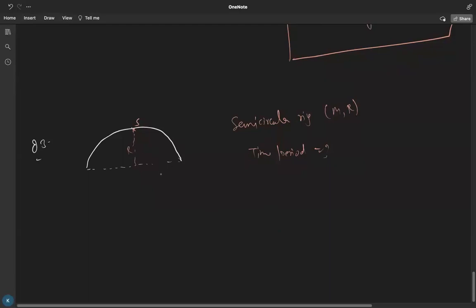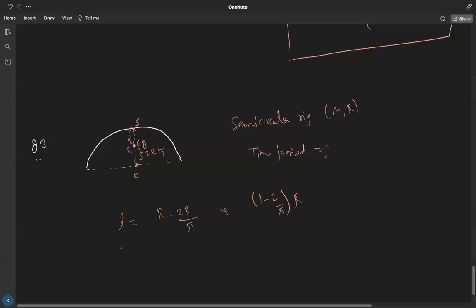The center of gravity for the semicircular ring is actually lying 2r by pi distance upward from its center, right? So there is the center of gravity of the semicircular ring. Now you have to find the L. So L is actually r minus 2r by pi, so we can say (1 minus 2 by pi) into r. This is actually our L, right?